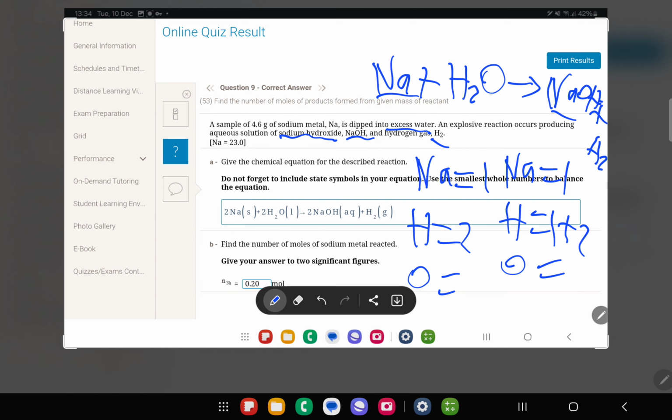And O is 1 here, and O is 1 here. So everything is balanced except hydrogen, since here's 2 and here's 3. Now, a simple way to do this would be to just half this, and if we have this, it will become 2, like here.